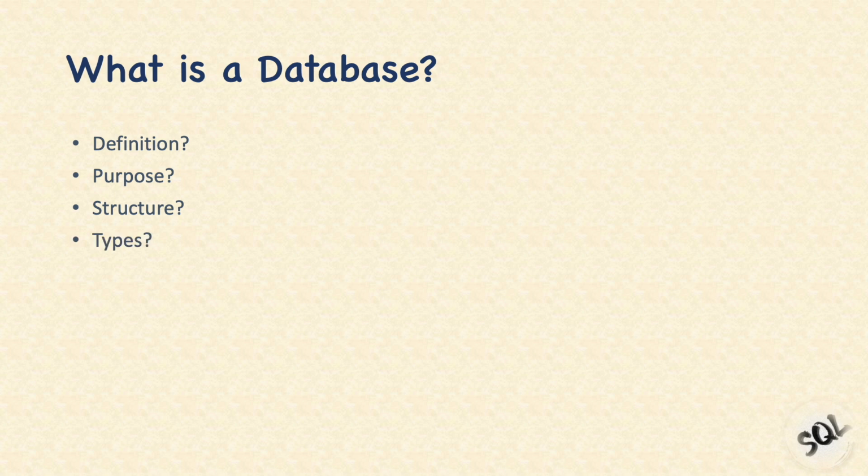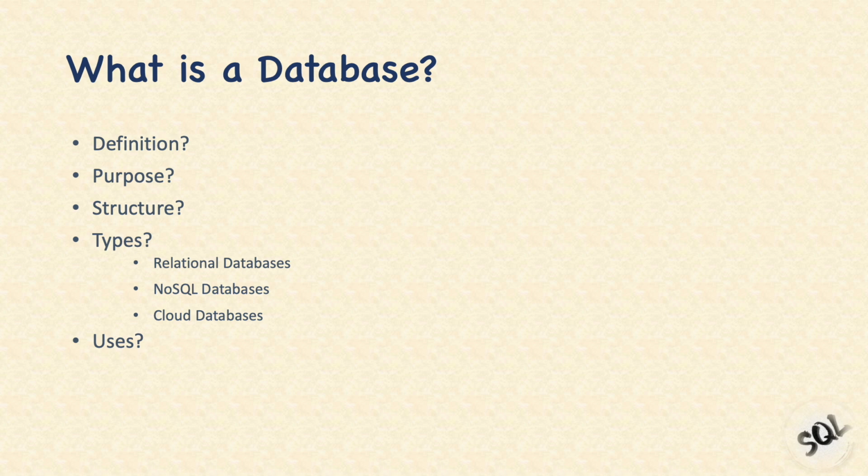So, what are all the types of databases available? We have relational databases, NoSQL databases, and cloud databases. Relational databases use structured tables, whereas NoSQL databases handle unstructured or semi-structured data. Then we have cloud databases. Cloud databases are hosted on cloud platforms for scalability and accessibility.